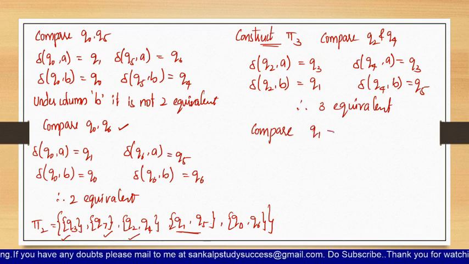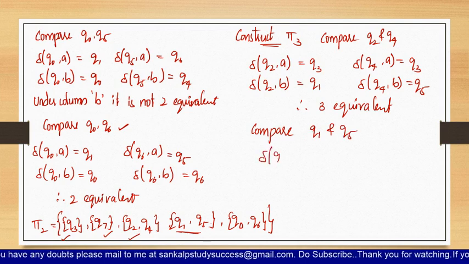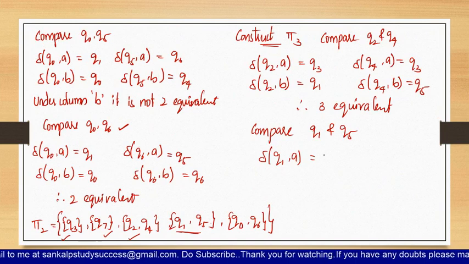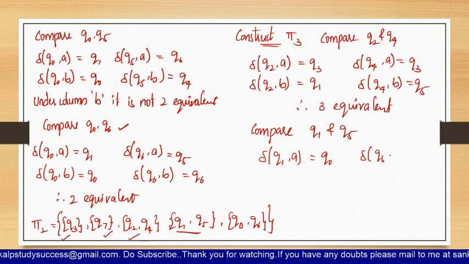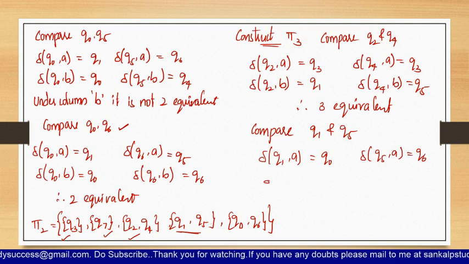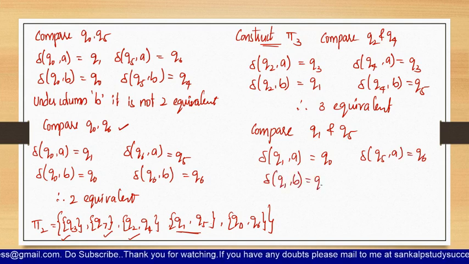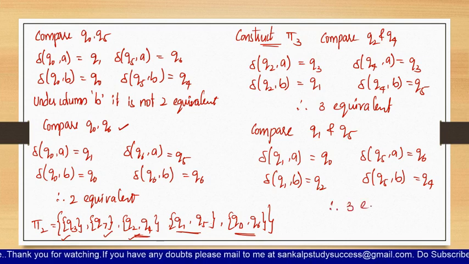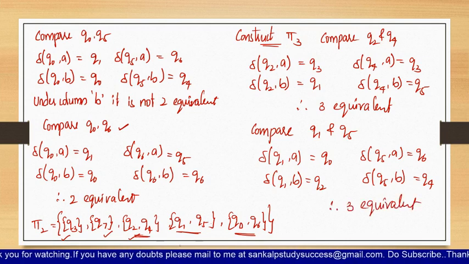Now we are going to compare Q1 and Q5. Transition function of Q1 comma A is equal to Q0, and transition function of Q5 comma A is equal to Q6, and transition function of Q1 comma B is equal to Q2, and transition function of Q5 comma B is equal to Q4. So that means here Q0 and Q6 belong to the same set, and Q2 and Q4 also belong to the same set, so therefore they are 3 equivalent. Now we are done with Q1 and Q5 also.